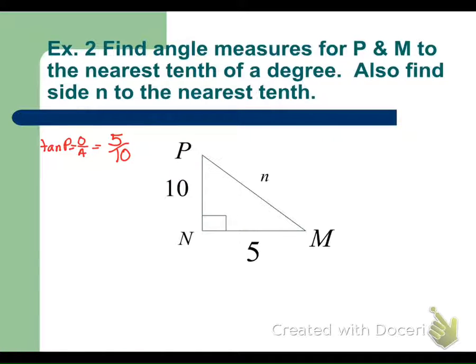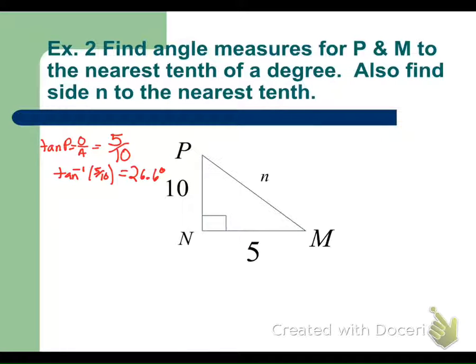So we now want to find that angle. We apply our inverse trig function. It's tan inverse of 1/2. When you do tan inverse of 1/2, what value do you get? 26.5 degrees.